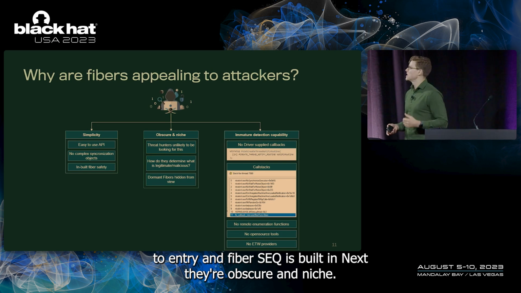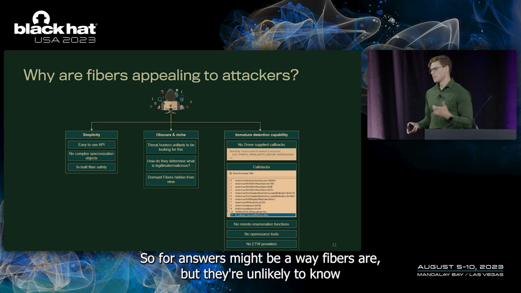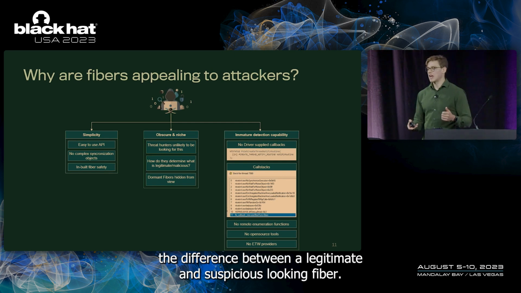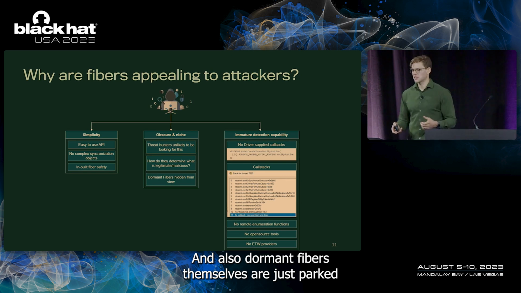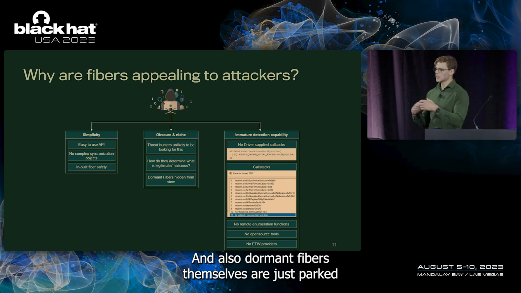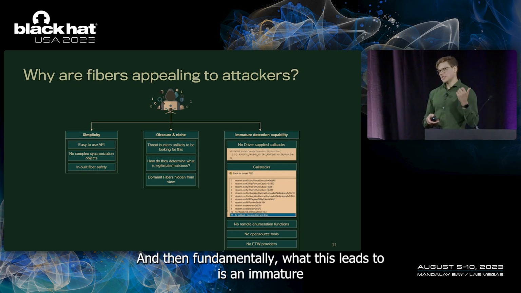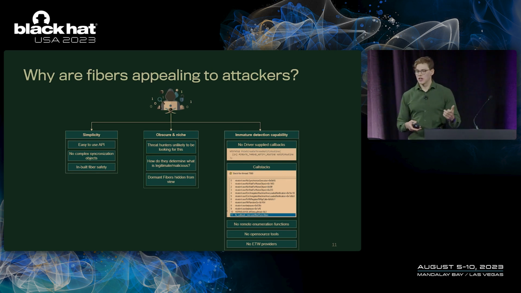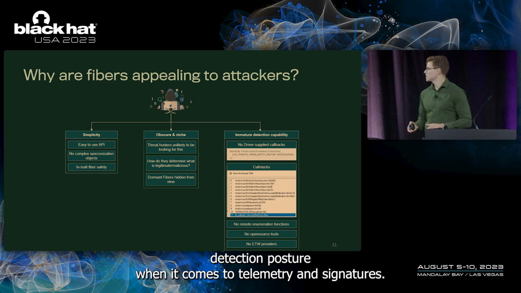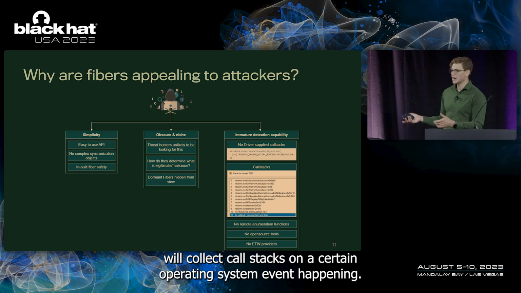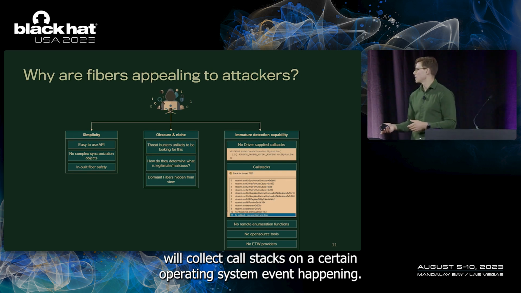Next, they're obscure and niche. So threat hunters might be aware of what fibers are, but they're unlikely to know the difference between a legitimate and suspicious-looking fiber. And also, dormant fibers themselves are just parked elsewhere in memory, so there's no real easy way to get at them. And then fundamentally, what this leads to is an immature detection posture when it comes to telemetry and signatures. So most EDRs, for instance, will collect call stacks on a certain operating system event happening.